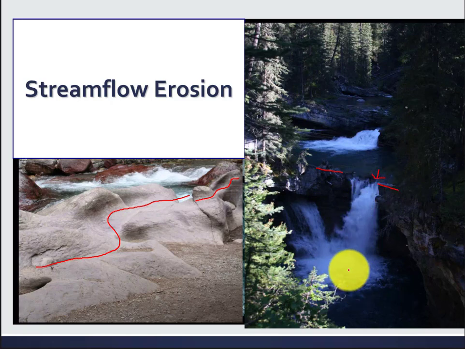When it tumbles down and hits this area below it, it creates a plunge pool. Maybe you've jumped off a waterfall and the water at the base of the waterfall can be deeper. Of course, you should never jump off a waterfall without knowing how deep that plunge pool is. So that's showing you evidence of erosion.